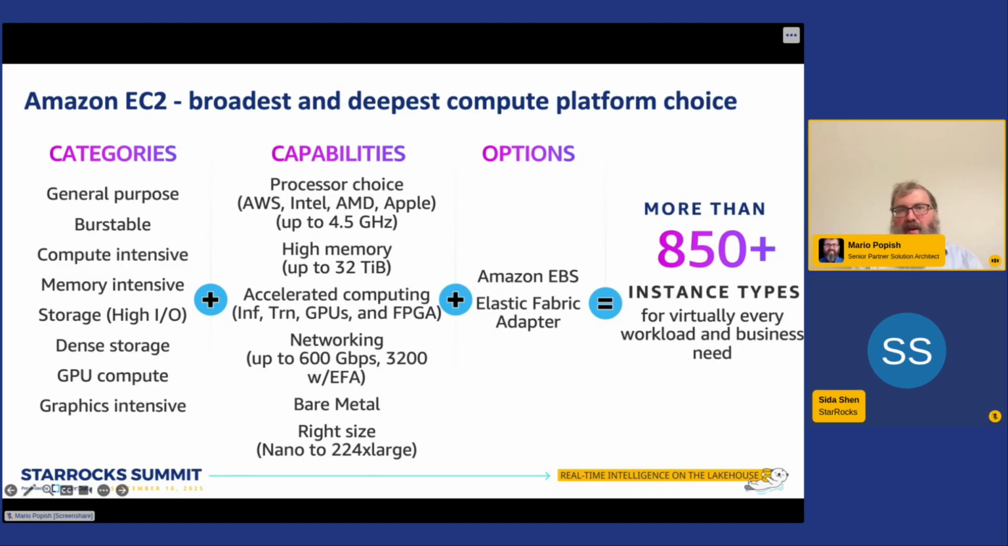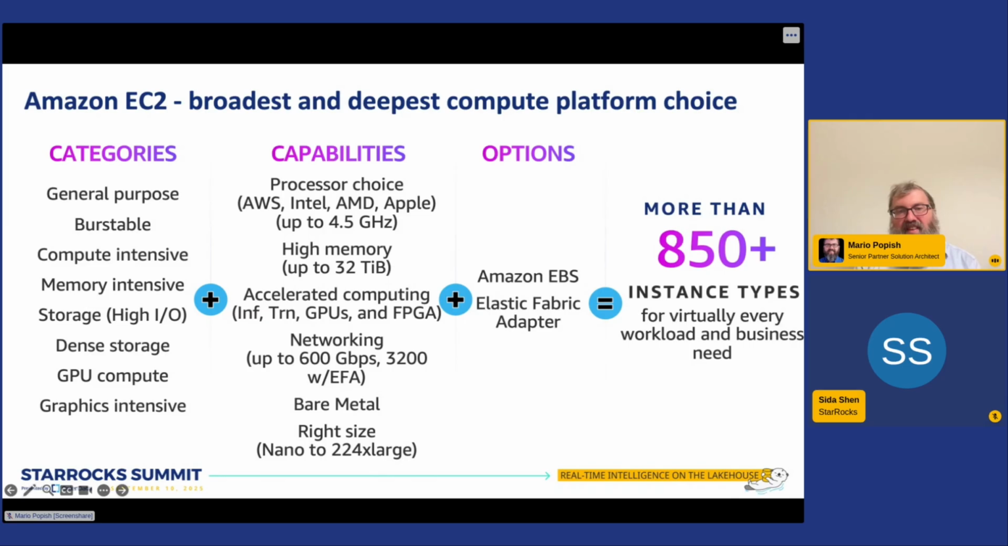We also offer a broad array of processor choice, including some accelerated compute offerings. We have more than just AWS Graviton as our custom silicon. We have Inferentia for doing machine learning inference, and Trainium for doing machine learning training, as well as GPUs and FPGAs. We actually have a new generation of FPGAs available today. Networking is another real strong capability of AWS EC2. The C8GN has a network enhanced instance that offers up to 600 gigabits of network throughput.